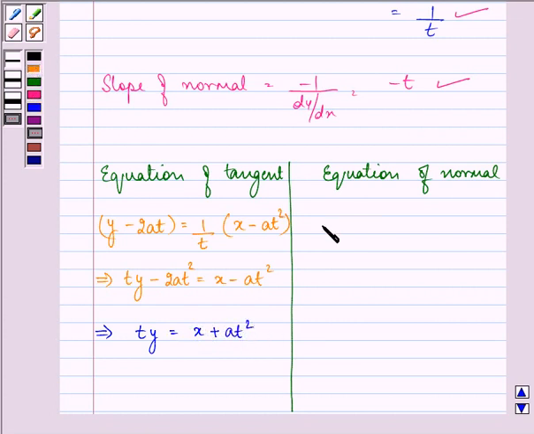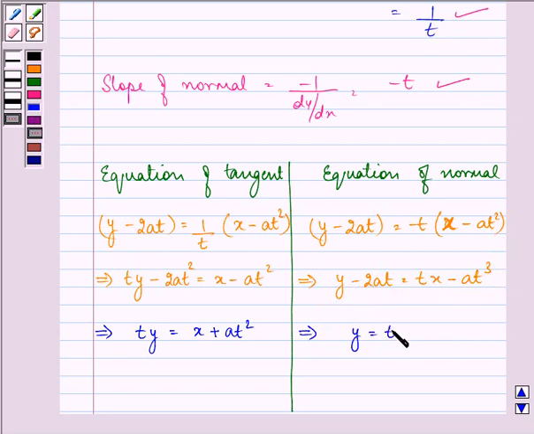Now, here also we have y minus 2at equal to minus t times x minus at², which implies y minus 2at equal to minus tx plus at³, that is y is equal to, here we had minus t, sorry, so it will be minus tx plus 2at plus at³.